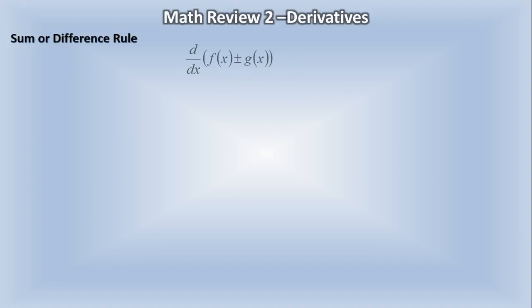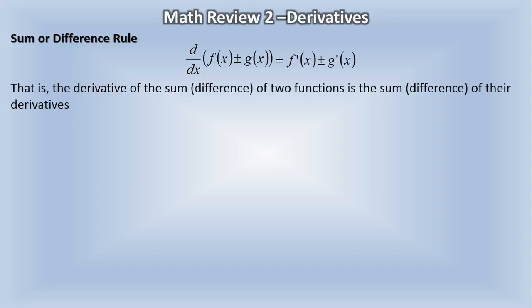The sum or difference rule. So let's say you have two functions that are being added or subtracted. The derivative of the sum or difference of those two functions is equal to the derivative of the first function plus or minus the derivative of the second function. The derivative of the sum or difference of two functions is the sum or difference of their derivatives.